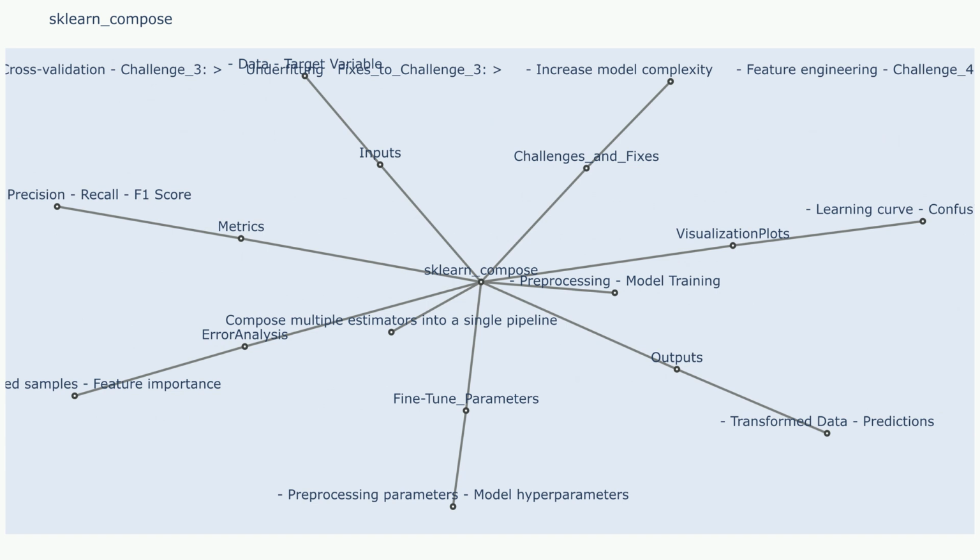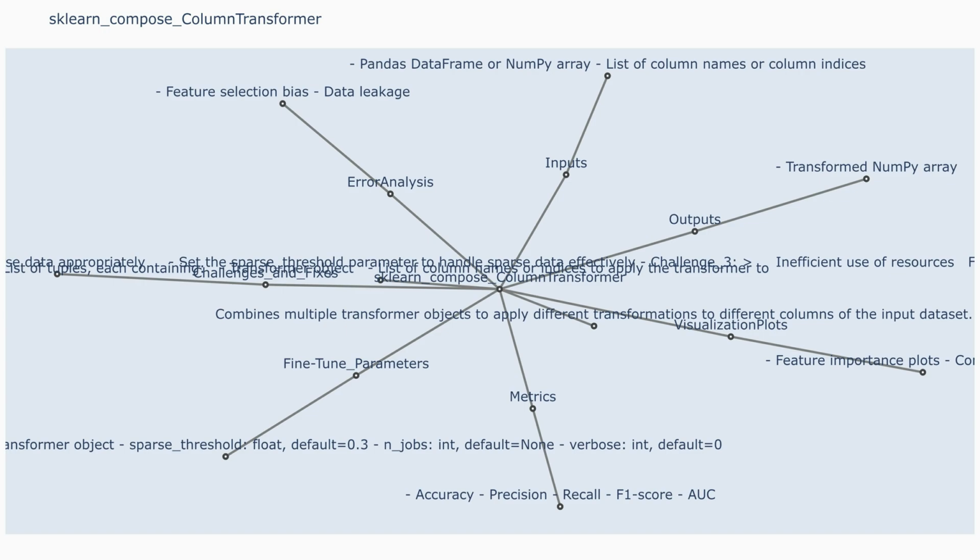Challenge 6: feature scaling. Different scales of features can impact model training, leading to inaccurate results. Sample use case that resulted in challenge 6: a dataset with features having significantly different ranges, e.g., one feature in meters and another in millimeters. Fixes to challenge 6: use StandardScaler or MinMaxScaler within the ColumnTransformer to scale features to a common range.